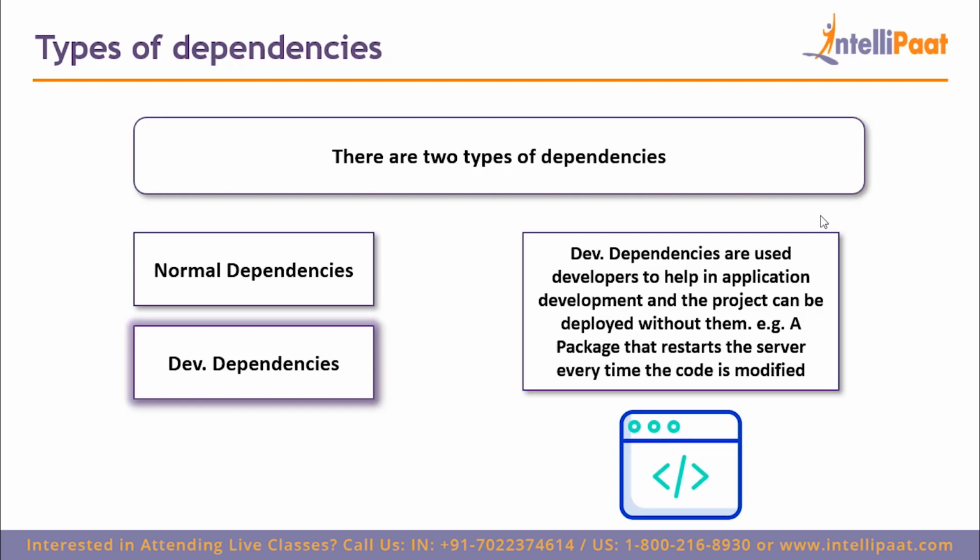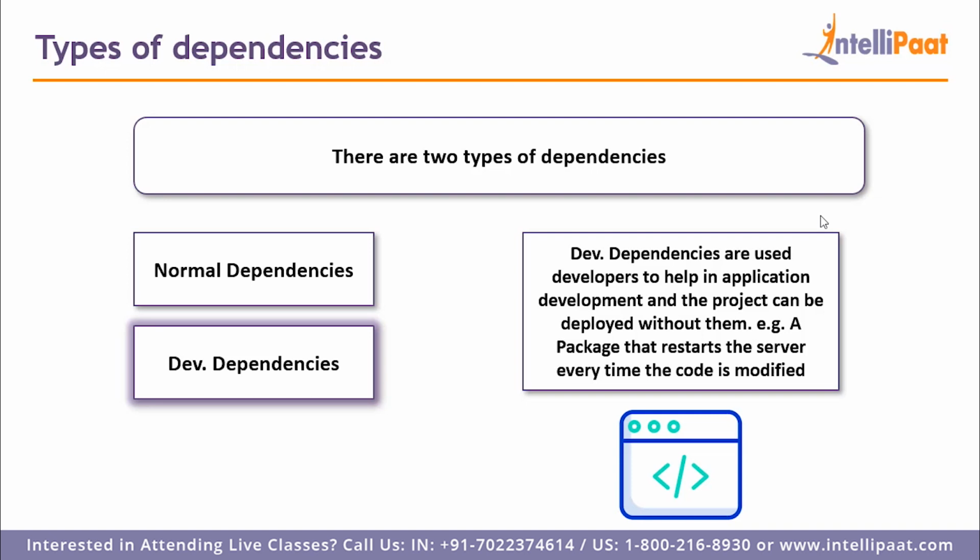So dependencies such as dev dependencies, you can think of these dependencies as a package that restarts the server anytime your code is modified. So for instance, if you're writing a backend application, you are writing a server, and whenever you make changes to the code that is in the server, that code needs to take effect. That server needs to be restarted so that it can load all the changes made by you.